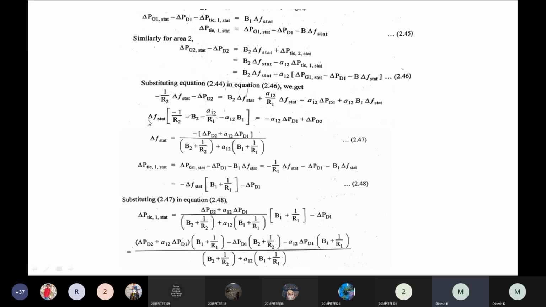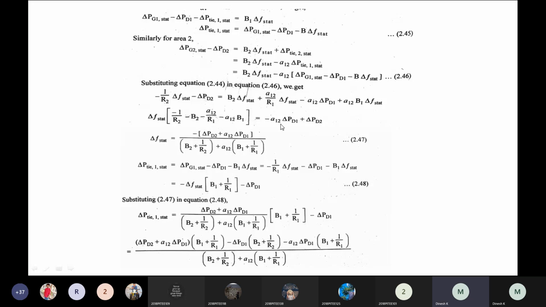I am taking out del F stat as common. So if I am taking common, the remaining terms are minus 1 by R2 minus B2 minus A12 by R1 minus A12 B1, which is equal to the remaining disturbance terms: minus A12 del PD1 plus del PD2. So here I need only the change in frequency del F stat. ஸோ இந்த del F stat கூட இருக்கிற டேர்ம்ஸை நான் ரைட் ஹேண்ட் சைடு டினாமினேட்டருக்கு போயிடும்.